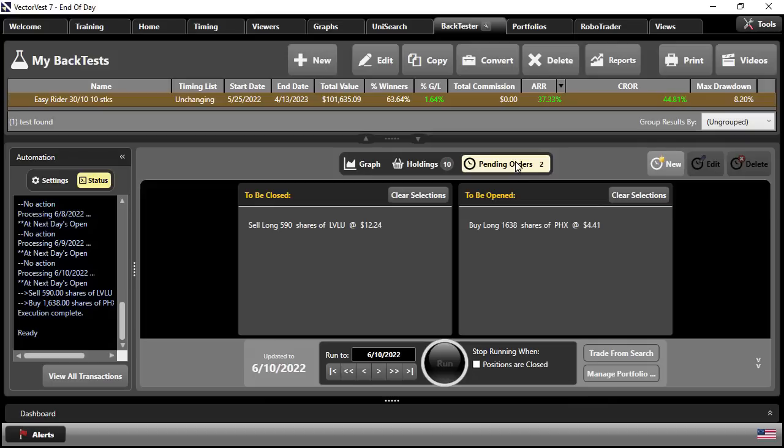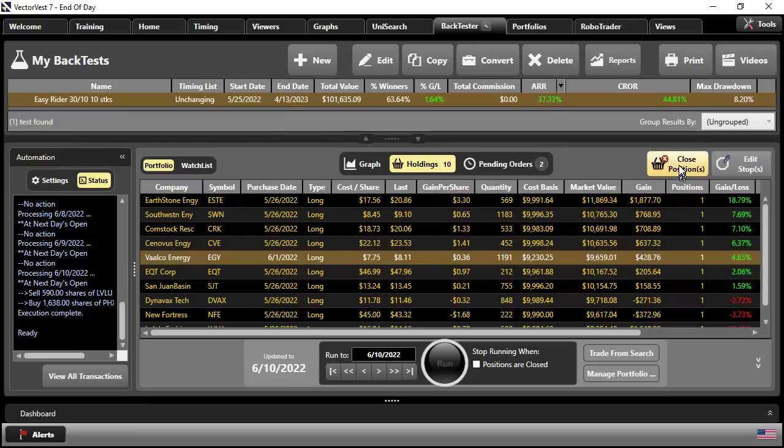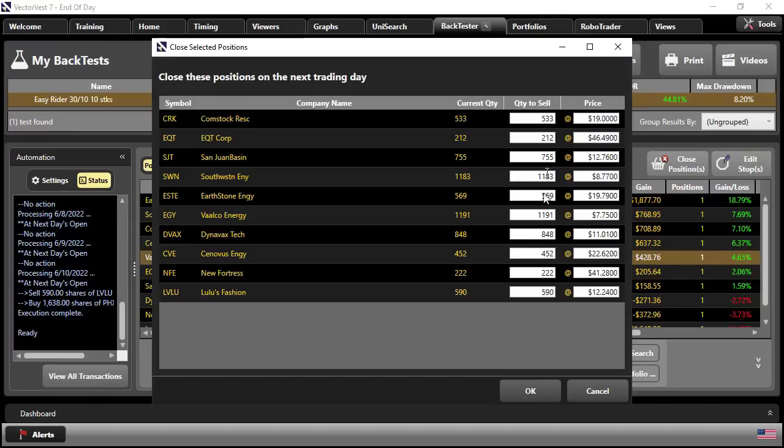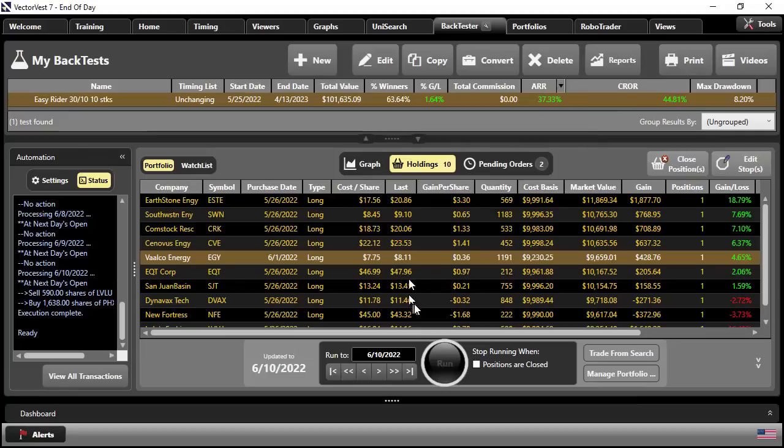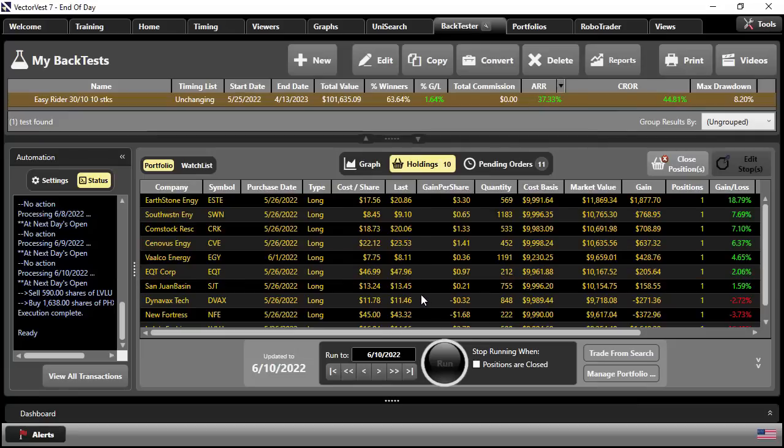The backtester has also prepared two orders for the next day: to sell LVLU, which hit its stop, and to replace it with PHX. But we don't want that to happen. We want to move to cash. So to do that, we're going to click on holdings, click close positions, close all. We get a confirmation window, and this is where you could do any price overrides if you wanted to do that. We're just going to take all the autofills.